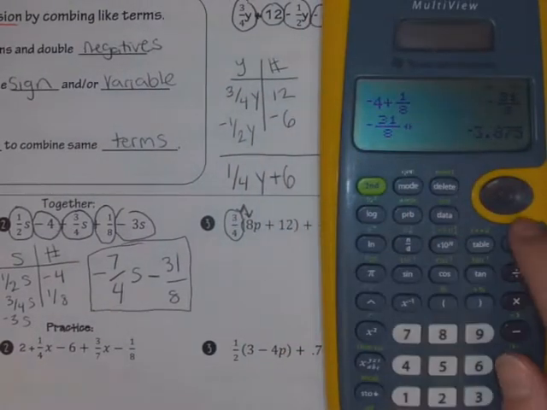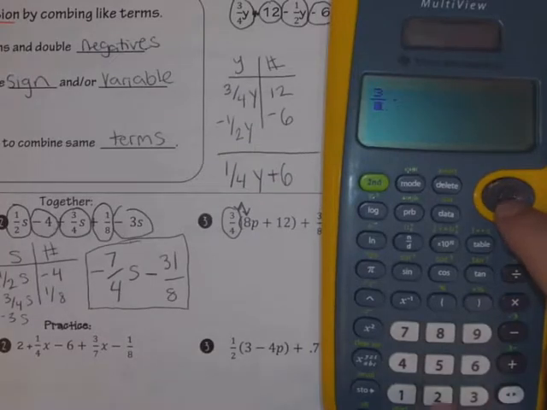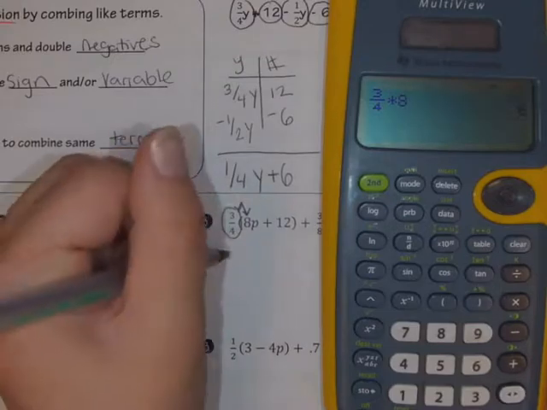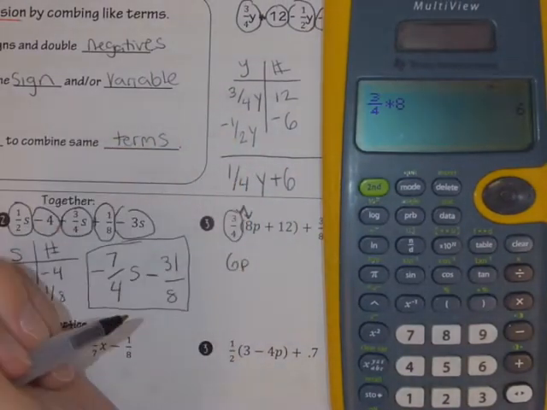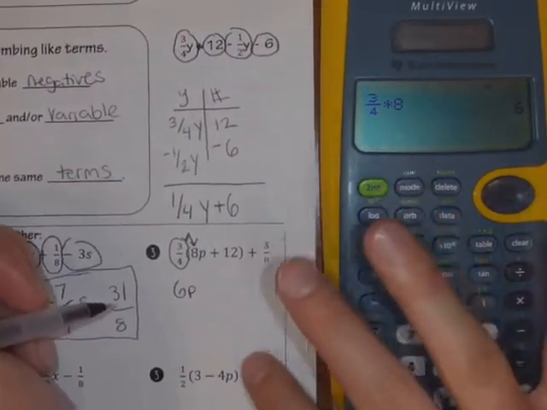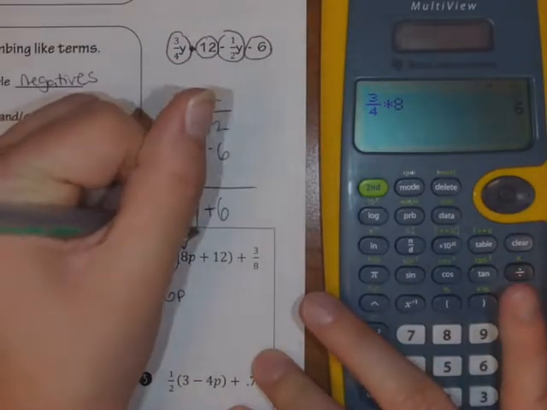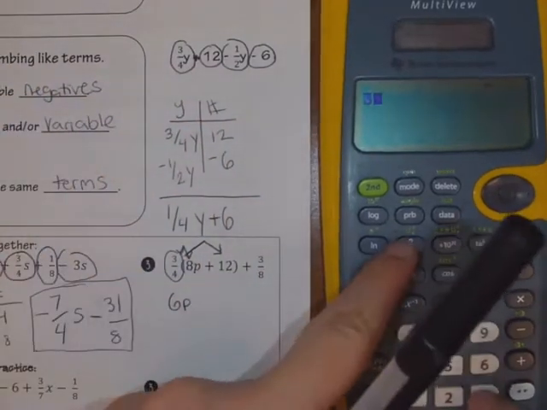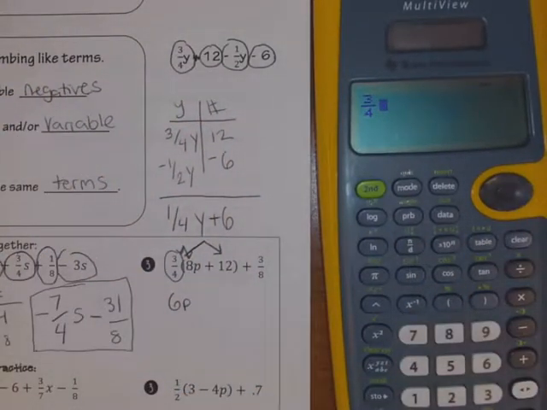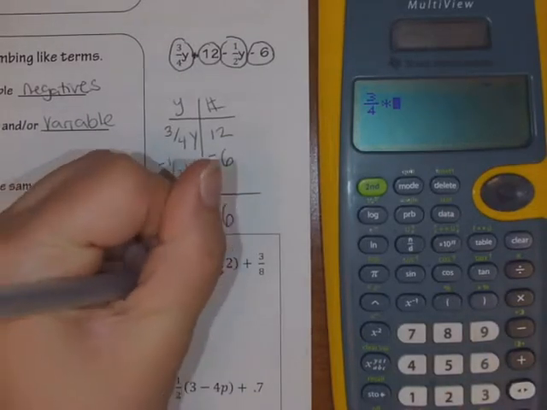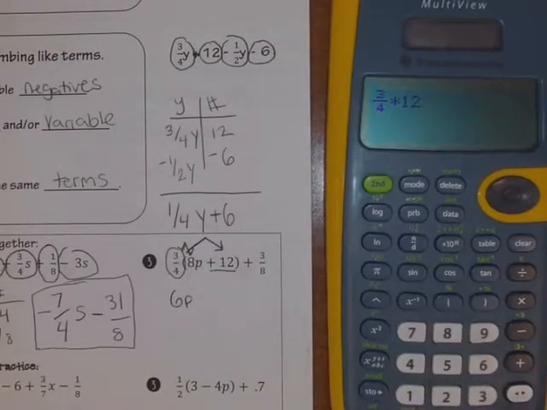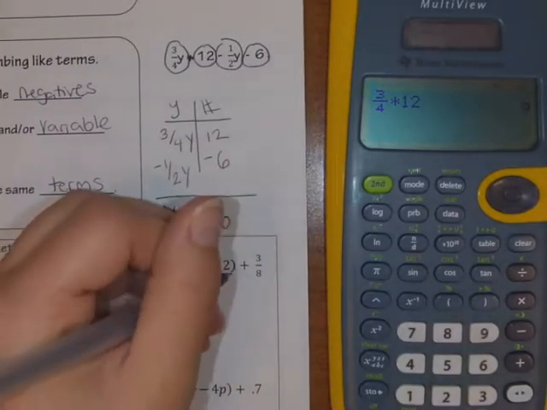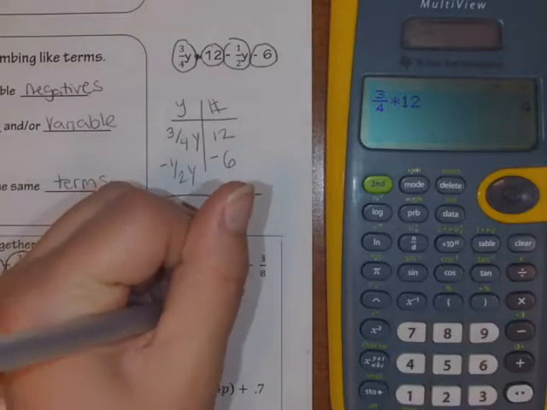Okay, now I have 3/4 times 8, just 6. Add your variable. Remember, your variable comes after. And then you have to draw a second one. You should always have 2. And you have 3/4 times positive 12, which gives you a positive 9. And I don't see any variable. Plus 3/8.